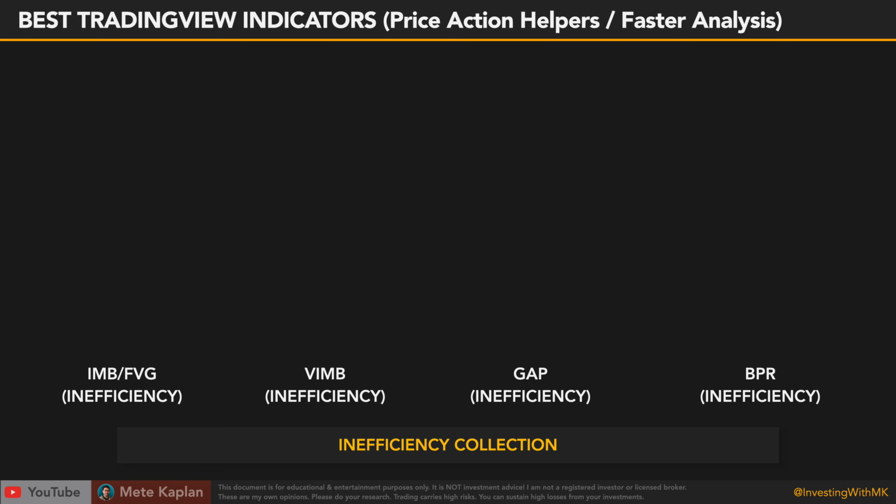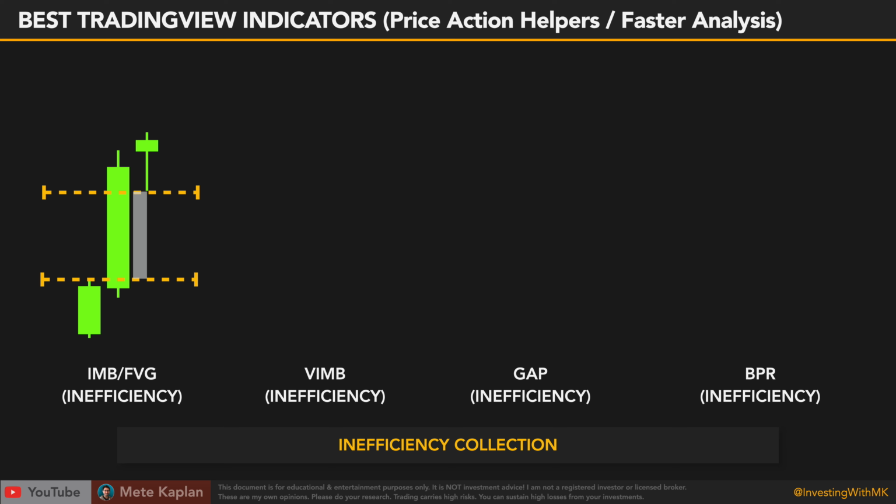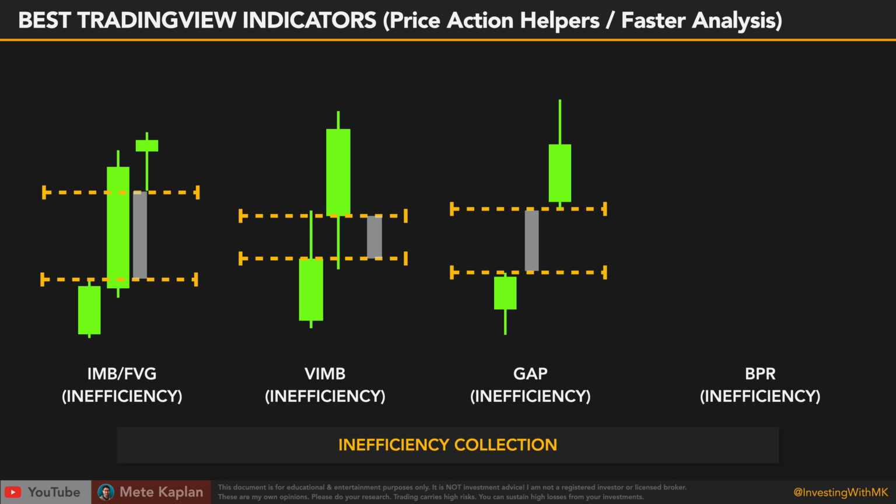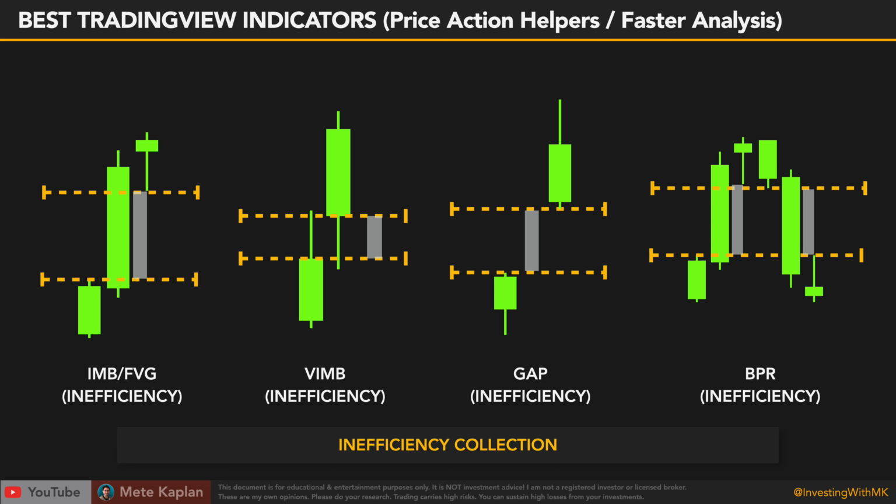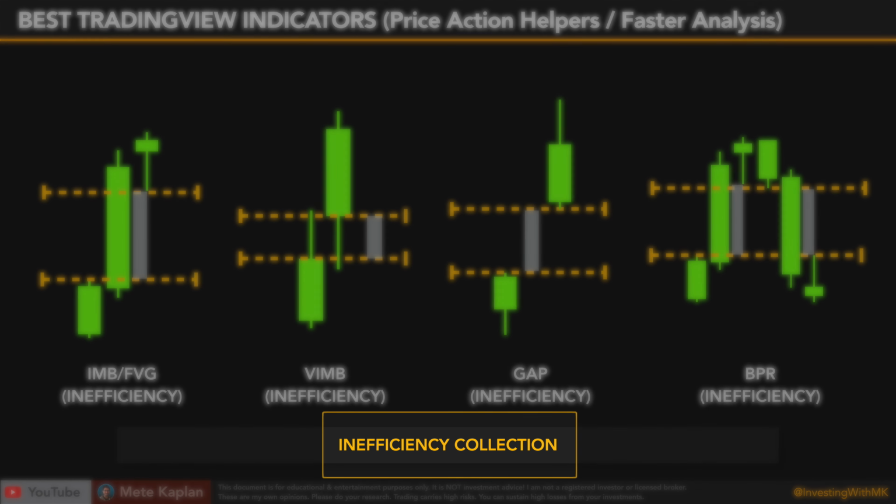Okay, so what do we have here? We have our classic imbalances or fair value gaps, whatever you want to call them. We have our volume imbalances. We have our gaps, the empty spaces between candlesticks. We have also balanced price ranges. What are all these? All of them, simply put, are just inefficiencies in the price, disturbed balances which need to be balanced and corrected.